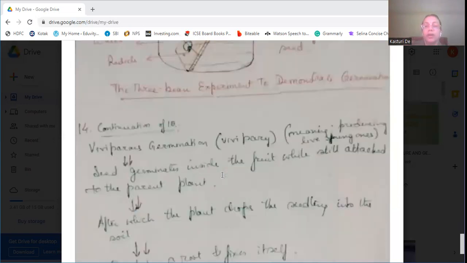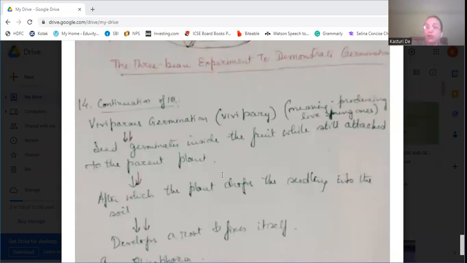Now, I told you there was a continuation in the 10th point. There were 3 types of germination. I told you hypogeal, epigeal I discussed, viviparous I had not discussed. So I told you viviparous germination I will discuss later. So what is viviparous germination? It has come from the word vivipary, which means producing living young ones. Producing living young ones is viviparous germination.